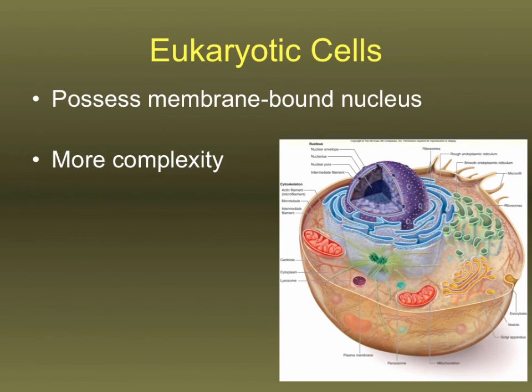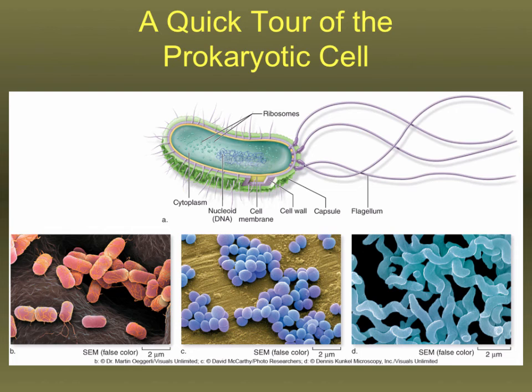All right, so eukaryotic cells next. Eukaryotic cells, of course, do have a membrane-bound nucleus. Membrane-bound just means there's an envelope around the nucleus or a membrane around the nucleus. Lots of complexity. Take a look at this cell. There's a whole lot more going on in that cell than there was back here at this cell.